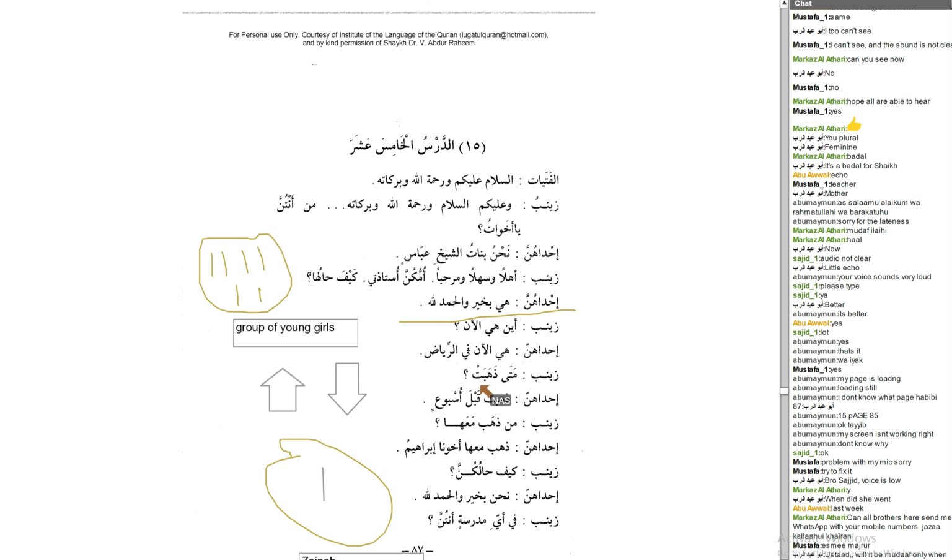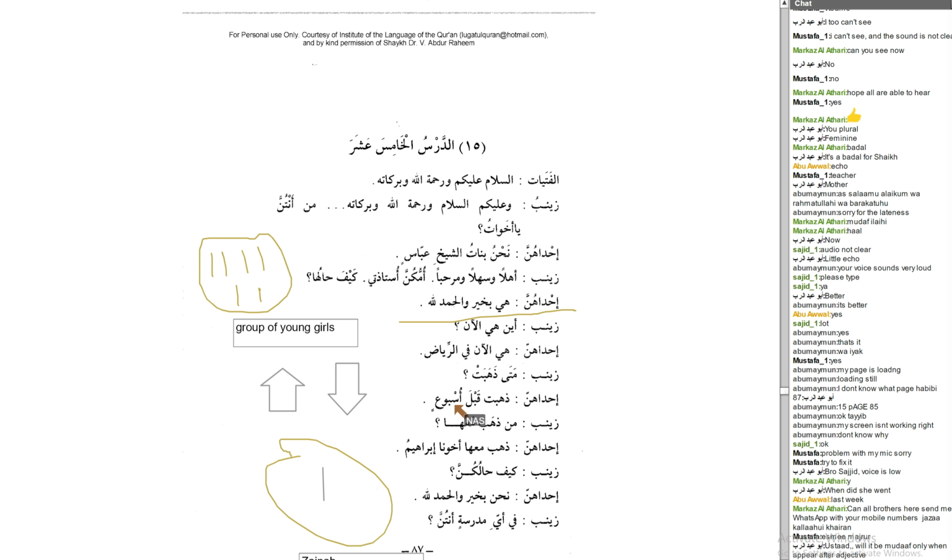Okay. Dahabat. When did she go? She went a week ago. Zainab says, man dahaba ma'aha. Ma'a means with. And this ma'a behaves like mudaf, or like harful jar, in that what comes after it will be majrur, similar to what Mustafa just mentioned, that this word is ism and it's majrur. It means who went with her.